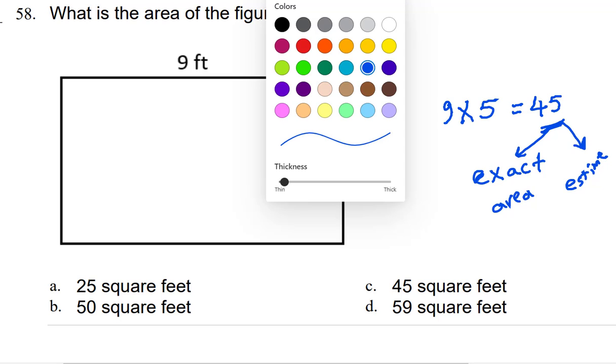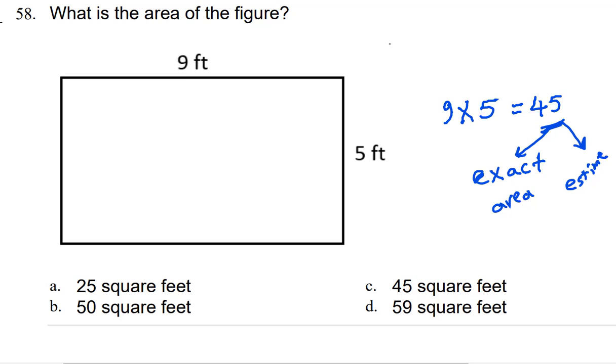This is the exact area, so this is exact, not an estimate. So my heroes, it's 45 and nothing other than 45. Not 45 and one more or one less.